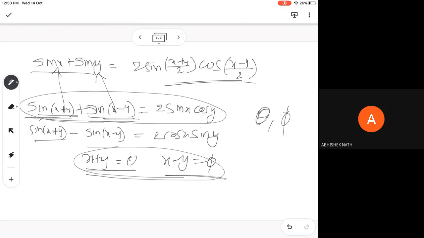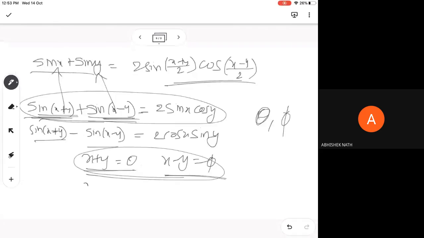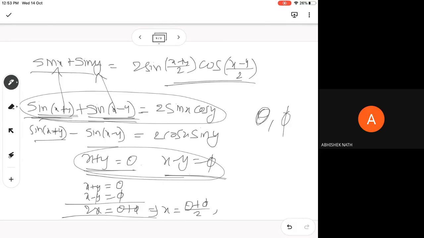How? Substitute theta. Solve these two. x plus y equals theta, x minus y equals phi. Then you are going to get 2x equals theta plus phi. So x equals (theta plus phi)/2, and in the same way y equals (theta minus phi)/2. So if you replace x plus y by theta and x minus y by phi, you are going to get the result. Sometimes it will be taken as C and D.